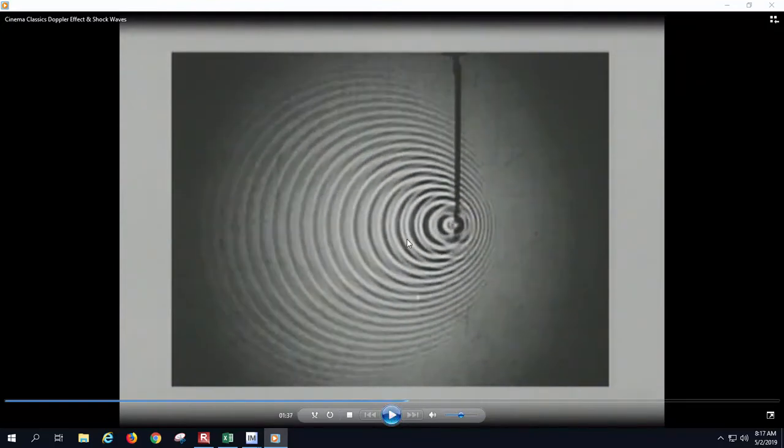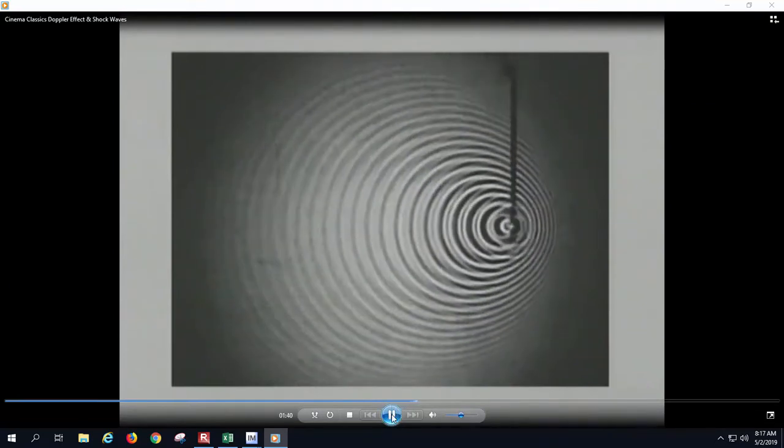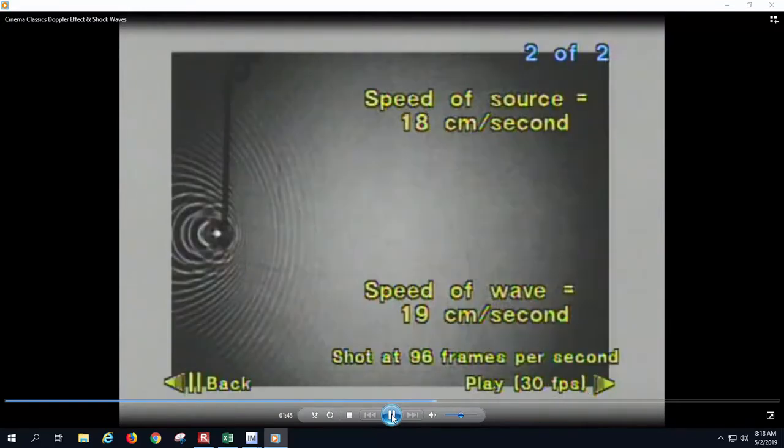Can you see this darker V forming right here? This is your shock wave. So when this source moves faster than what the waves can move out of the way, then essentially that's the same as breaking the sound barrier. And they show that here. This source is 18. The wave can move out of the way at 19. The source is traveling at 95% of the speed of the wave.